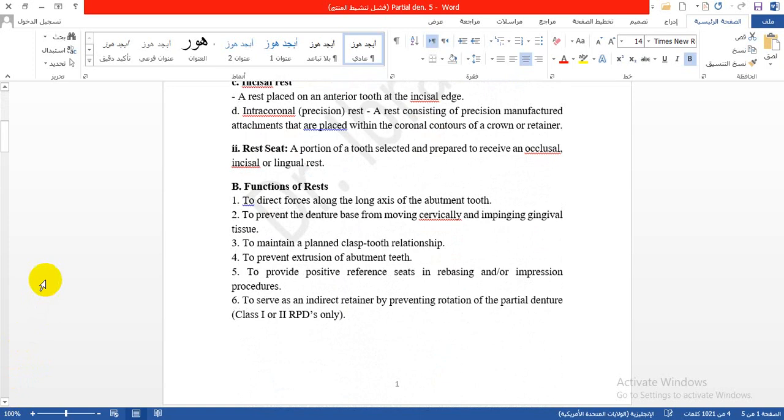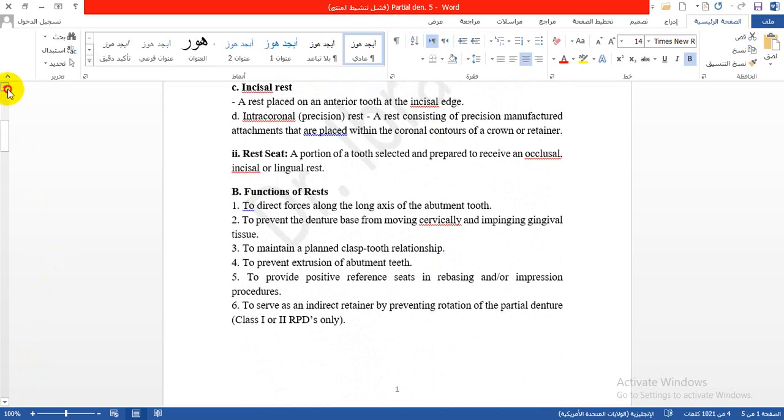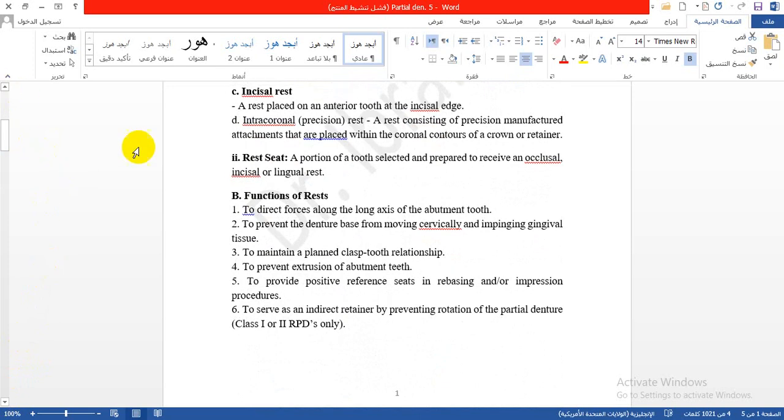C. Incisal rest: a rest placed on anterior teeth at the incisal edge. D. Intracoronal or precision rest: a rest consisting of a precision manufactured attachment placed within the coronal contour of a crown or retainer.